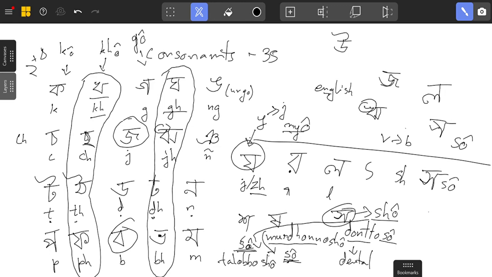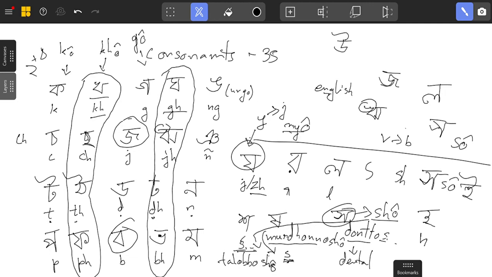And last but not the least, haw. It looks almost like E, but it doesn't have that thing here. So it's haw. It makes the H sound, haw. Just erase the, wait. Yeah, so that was all for consonants.